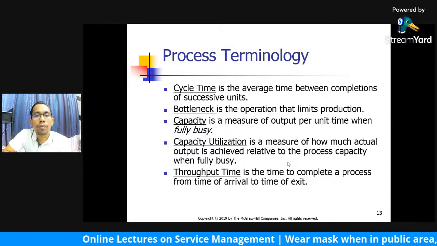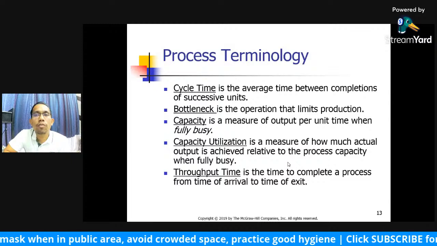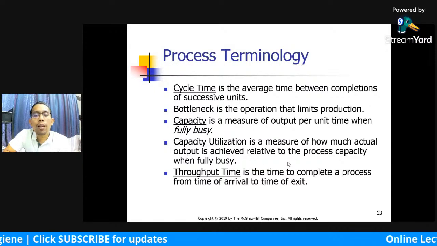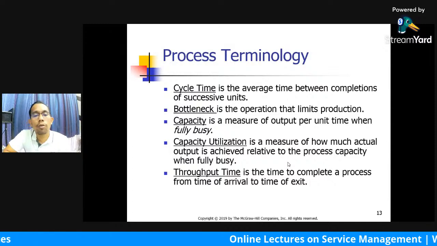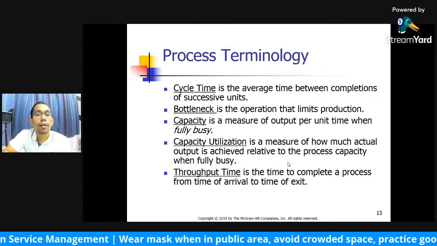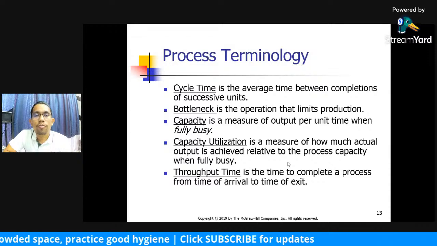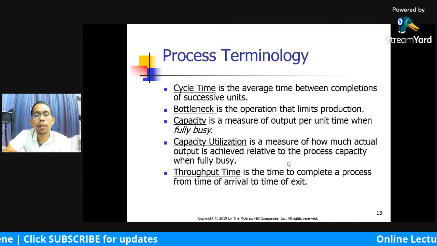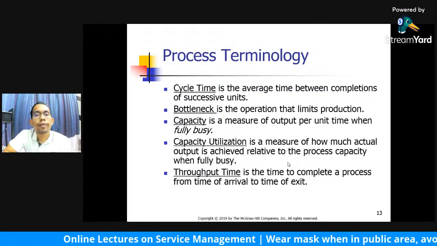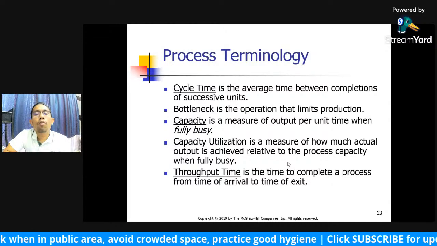So come to the third one, capacity. It is a measure of output per unit time when fully busy. For example, you want to have a restaurant. How many minutes does it take a waiter to take an order on one table, and how many minutes to take another order from another table? That's why I always advise you, if you have a restaurant, you should consider how many waiters you want to employ. Not only one. You must consider all of that because we don't want to waste our time or punish our customers.